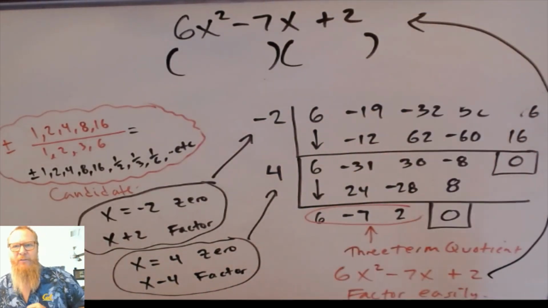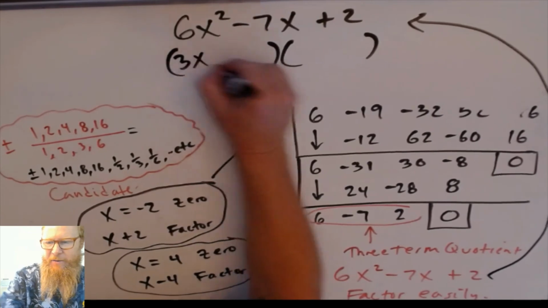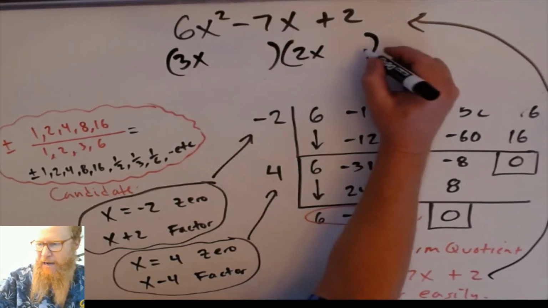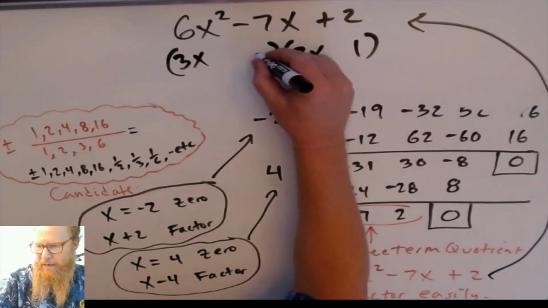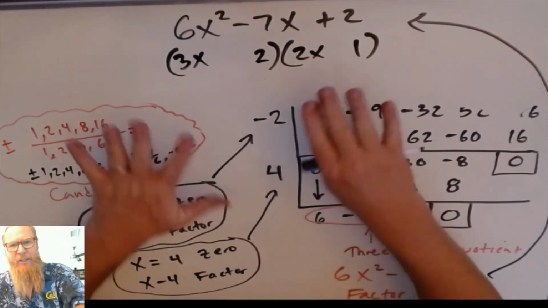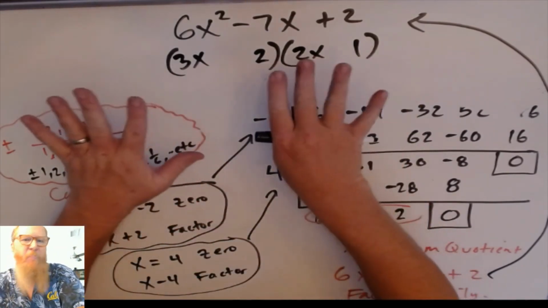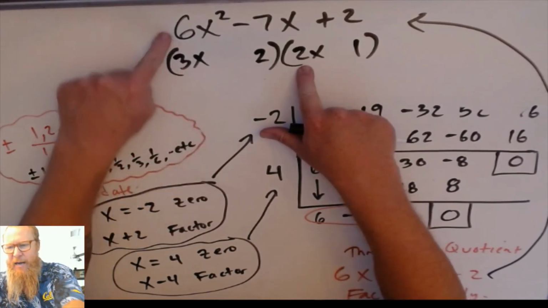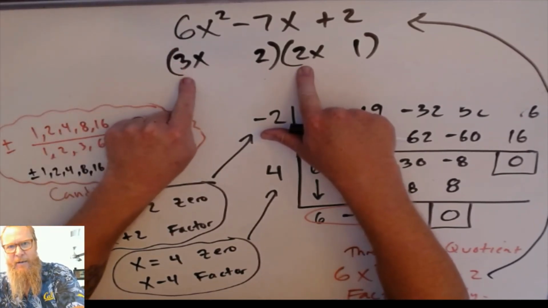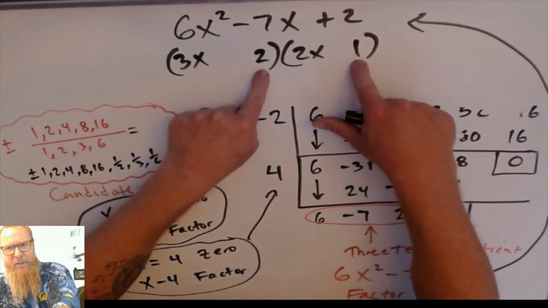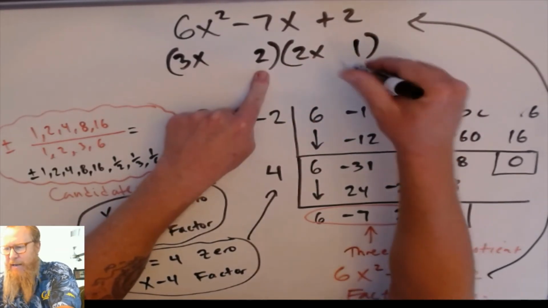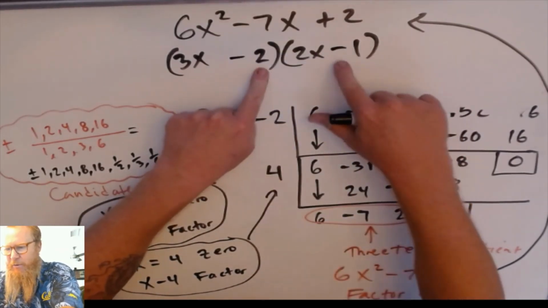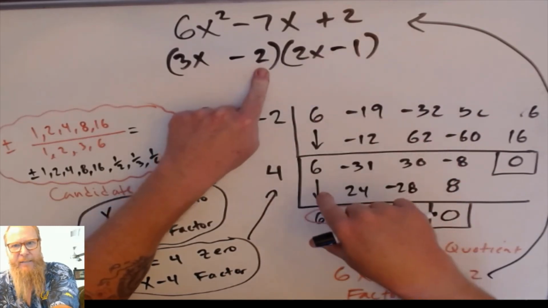I'm going to factor it the old-fashioned way. 3x, 2x, 1, and 2. Now, again, I'm just guessing. These are much smaller numbers than before, so I think it'll be right. 3x and 2x is 6x squared. 2 and 1 is 2. Make them both negative, so when you multiply two negatives, you get a positive 2.